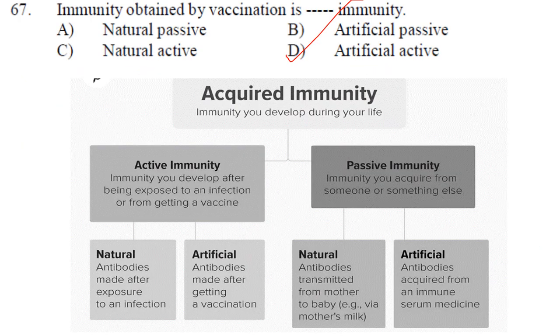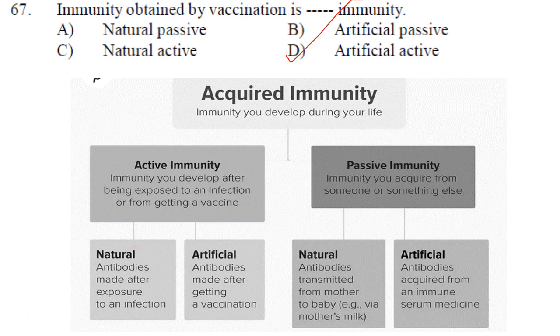Then, immunity obtained by vaccination is what type of immunity? So acquired immunity can be active immunity or passive immunity. Active immunity you develop after being exposed to an infection or after getting a vaccine. And passive immunity you acquire from someone or something else. So active immunity is natural, that is antibodies made after exposure to infection, and artificial is after getting a vaccination. And passive immunity natural is antibodies transmitted from mother to child via mother's milk, and artificial is antibodies acquired from an immune serum medicine.